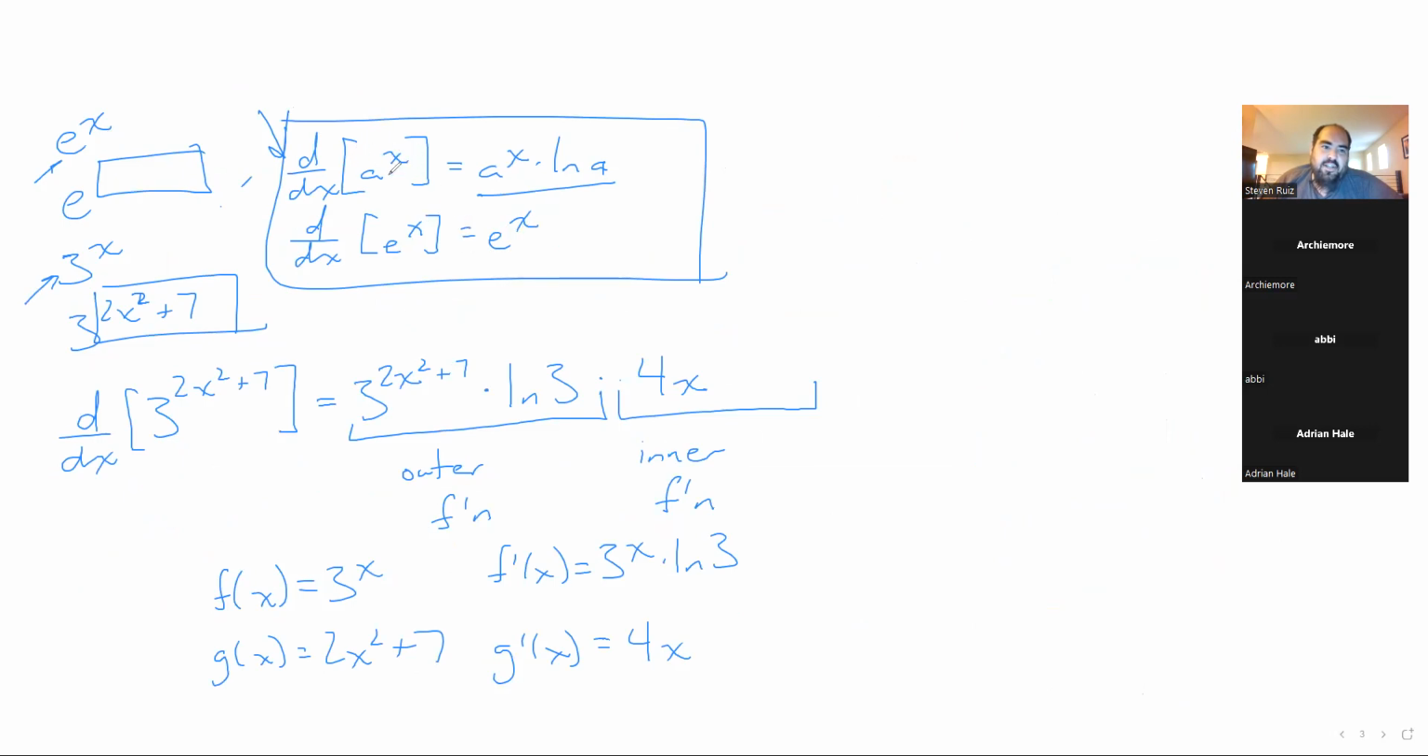The derivative of any exponential function is equal to that exponential function times the natural log of the base. Gotcha. And for e to the x, that's still the same. It's just that natural log of e is equal to 1. Oh, okay.